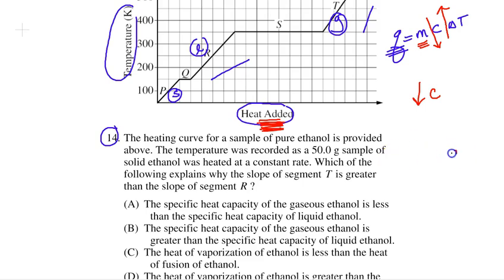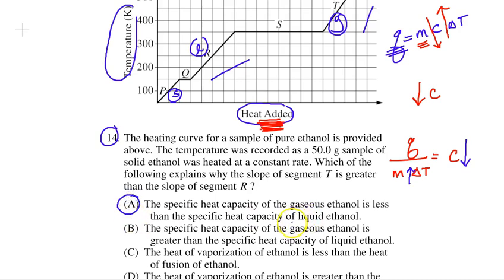If you solve for C from this equation, what do you get? You get the Q, the joules, over the mass times change in temperature. So you can see that a higher temperature change results from a lower specific heat. What is specific heat? The amount of heat it takes to raise 1 gram of a sample 1 degree Celsius. If it's rising higher here, it must mean that the specific heat is lower. So the specific heat capacity of the gas ethanol is less than the liquid and/or the solid.